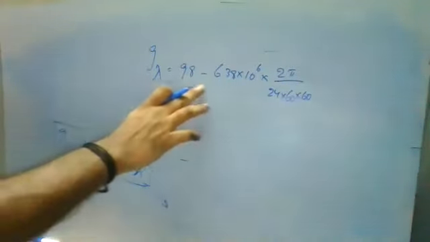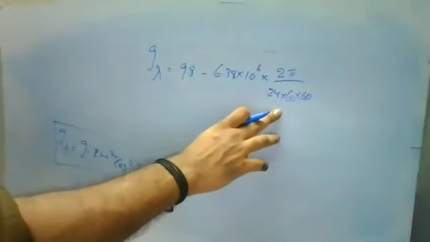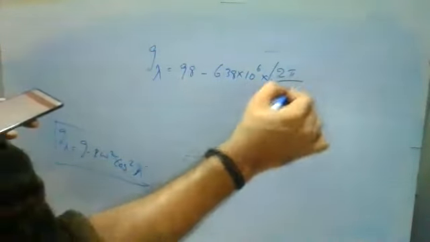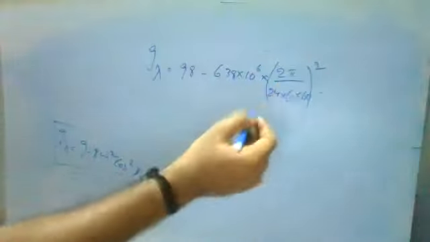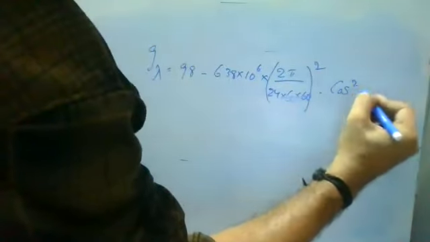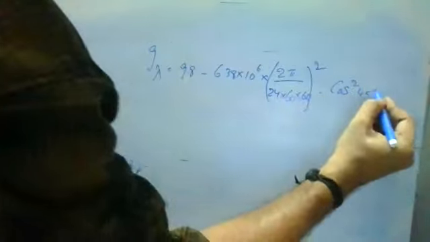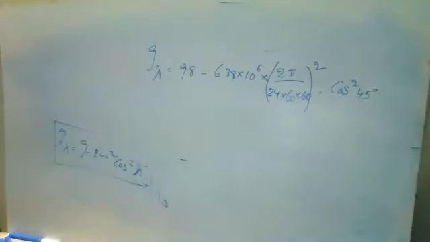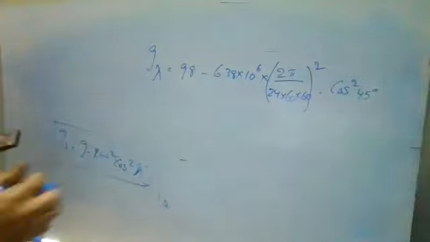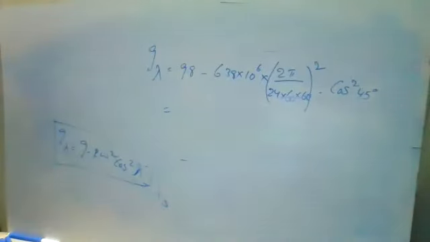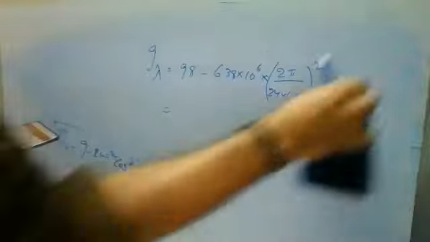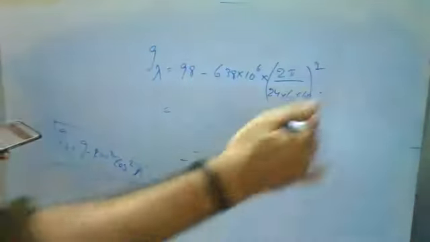So g minus R omega square, correct? So R omega square, so this is omega square into cos square 45 degrees. This is your relation. So now we have to substitute the values and solve. You will get cos 45 as 1 by root 2. So 1 by root 2 on the whole square is nothing but 1 by 2. So this relation will be 1 by 2.